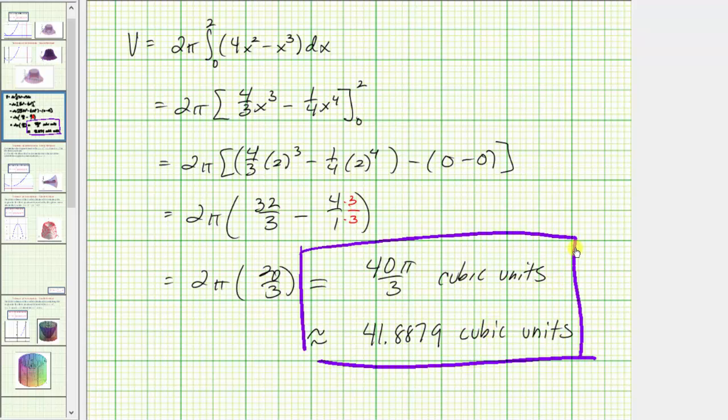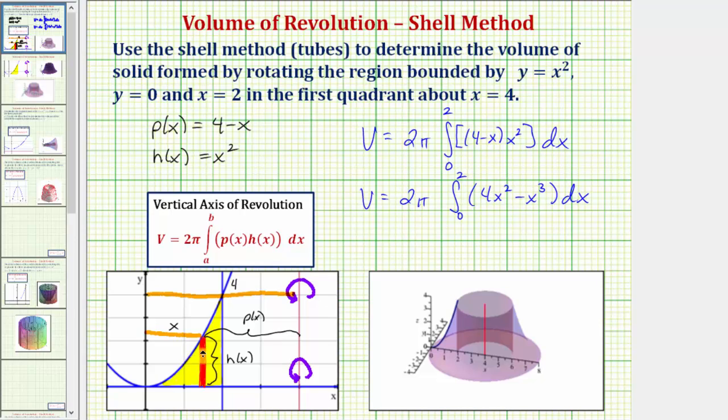Going back to the graph one last time, if we rotate this bounded region about x equals 4, we would get this solid here that has a volume of exactly 40 pi divided by 3 cubic units, which is approximately 41.8879 cubic units.